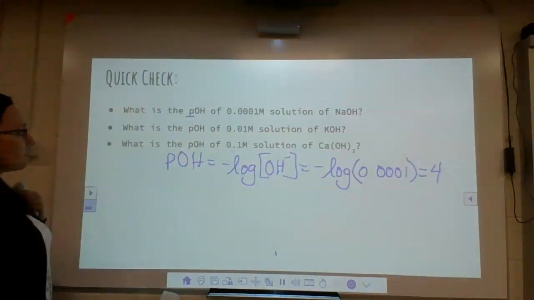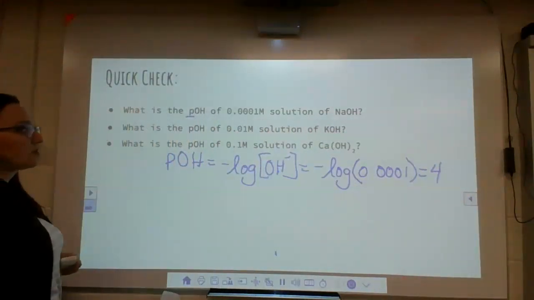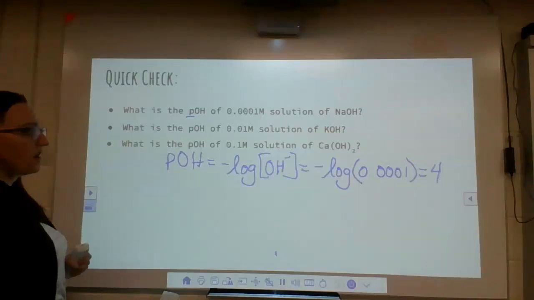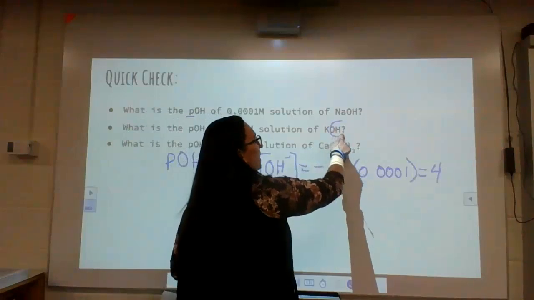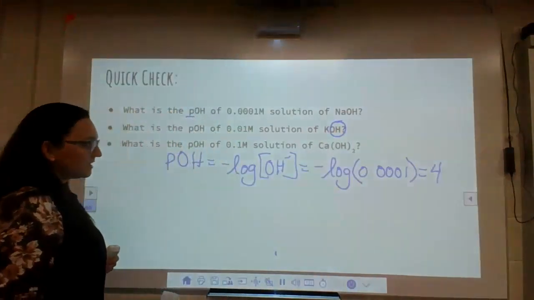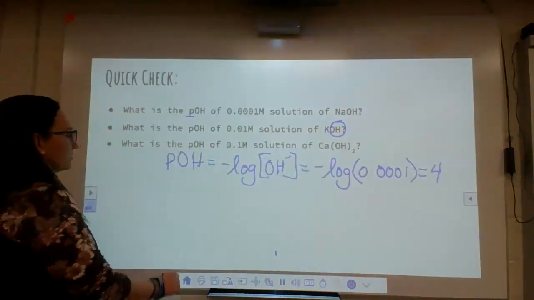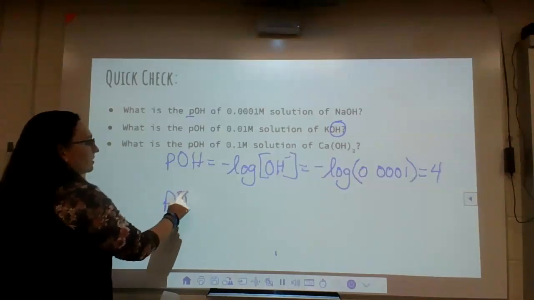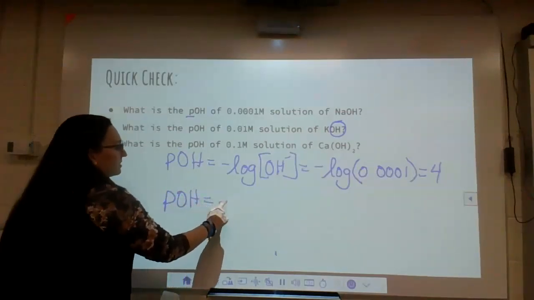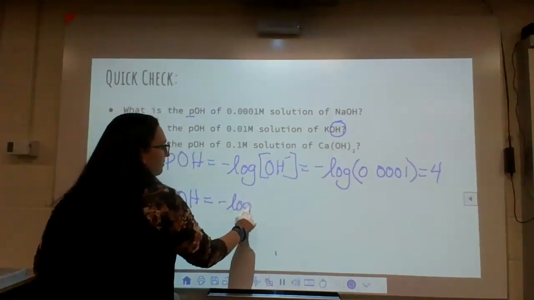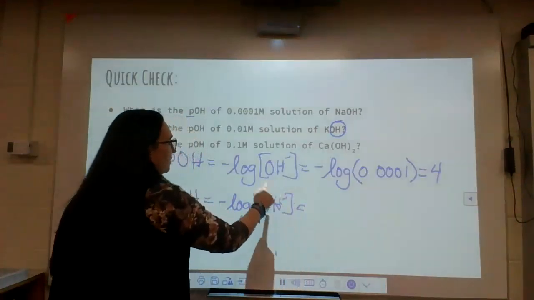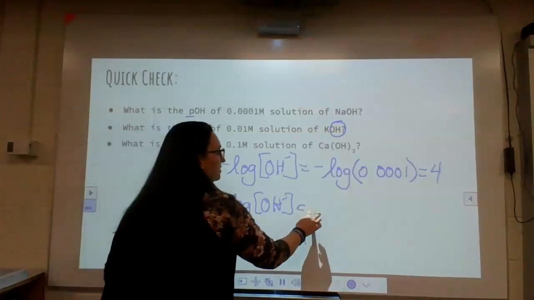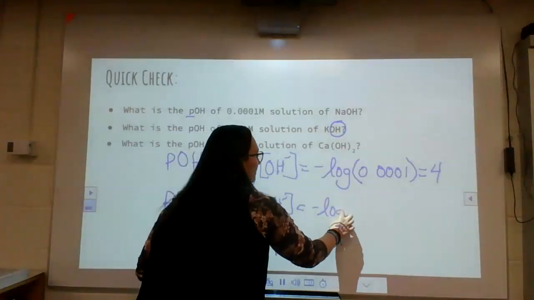Next example, what is the pOH of a 0.01 molar solution of potassium hydroxide? So I produce one hydroxide ion each time it dissociates. So the pOH is going to be equal to the negative log of the concentration of the hydroxide ion, which is, in this case, equal to 0.01.